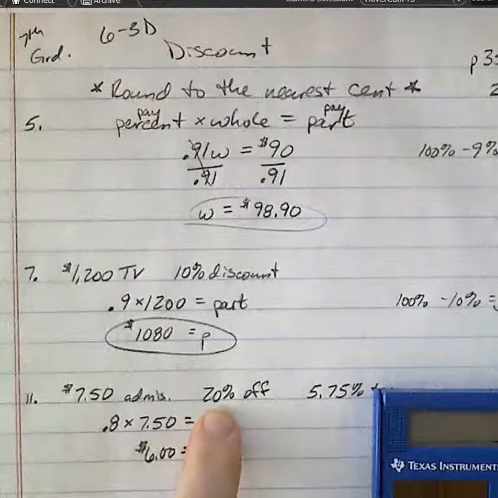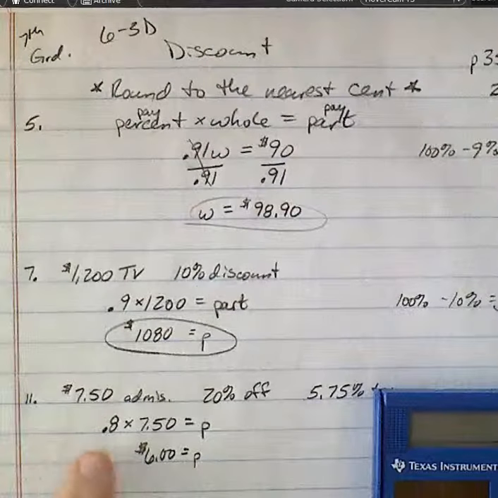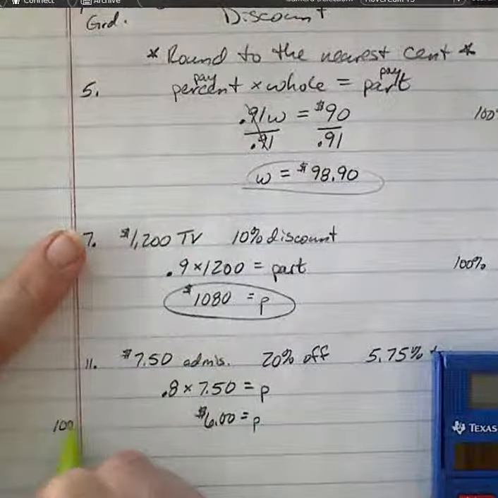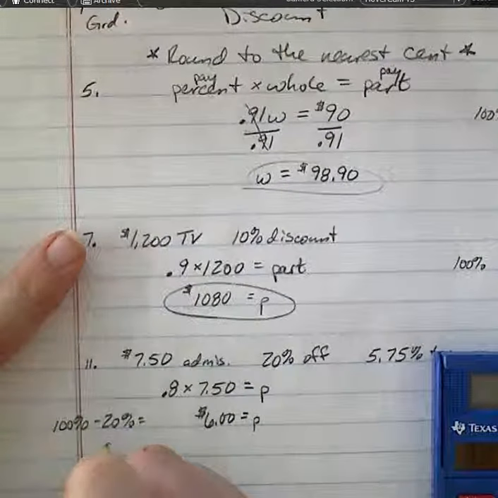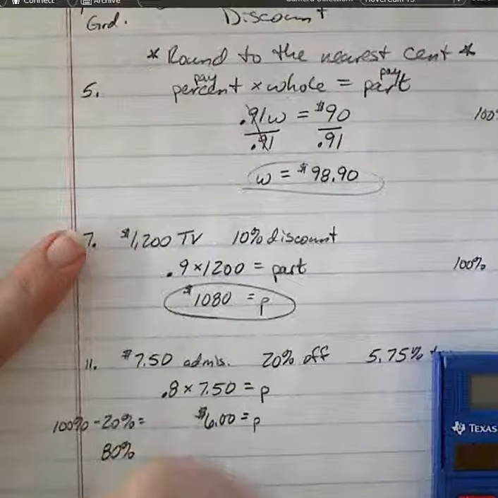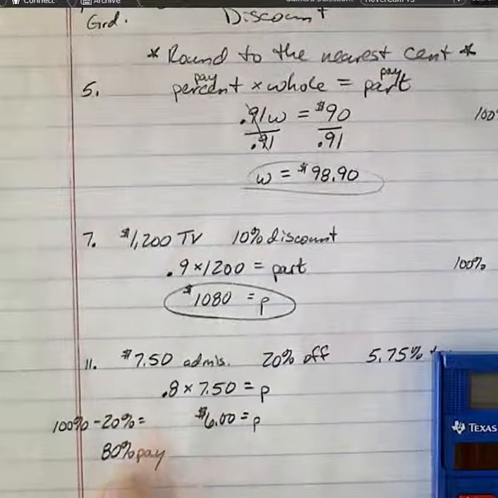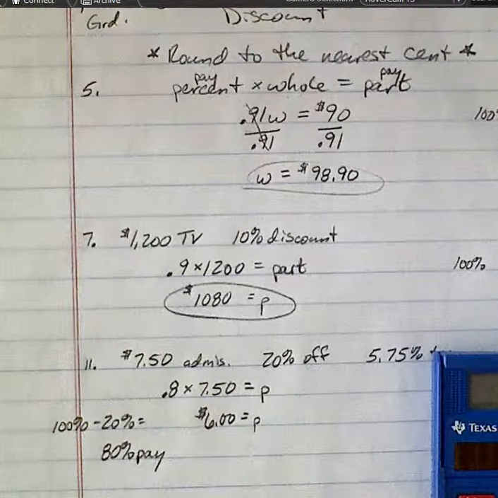If it's 20% off, what percent do we pay? It's a great question. It's 20% off, and so we would pay 80%. And 80% is 0.8. That's an awesome question. I just read it wrong.